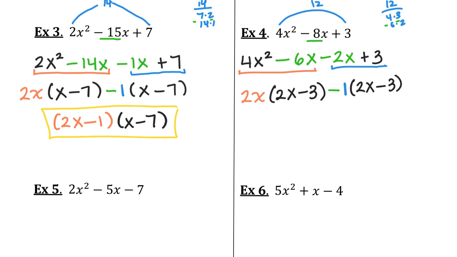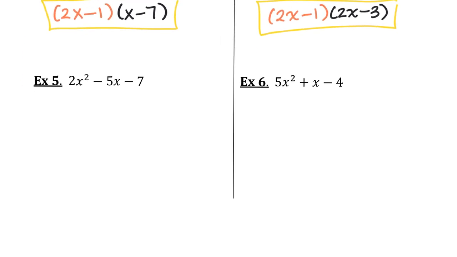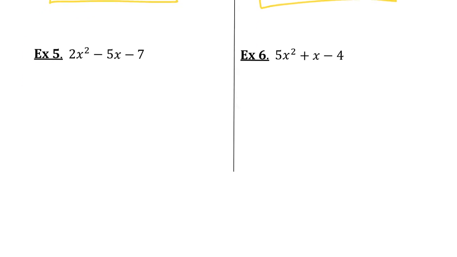Okay, and then I want to make sure these match. If they don't match, I probably made a mistake, and I'm going to go back and check my signs. But since they do match, I can write my two factors. Okay, and then I'm good. If I wanted to check, I could multiply them back out. Last two, I'm just adding a negative at the end.